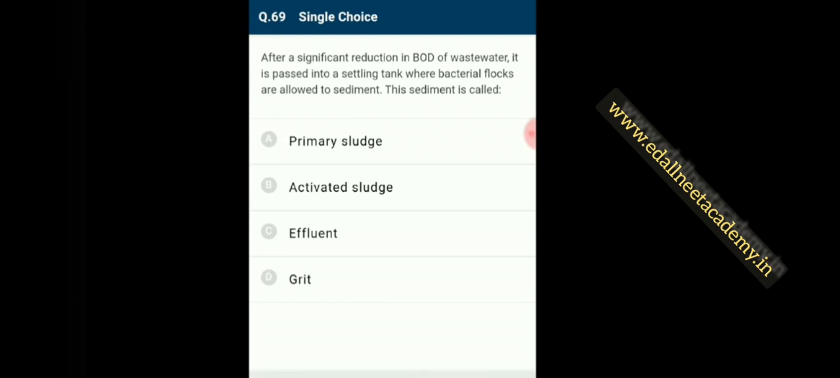Once the BOD has been reduced to the required level, the treated effluent is passed into the settling tank to allow the flocs to settle and form sediments. This sediment is referred to as activated sludge, rich in microbes. Some portion of the sludge is used as inoculum for the next batch of aeration treatment and the rest is transferred into sludge digesters where anaerobic microbes grow and digest the sludge content and produce a mixture of gases having methane, hydrogen sulfide and carbon dioxide. So the answer for this question is option B, activated sludge.